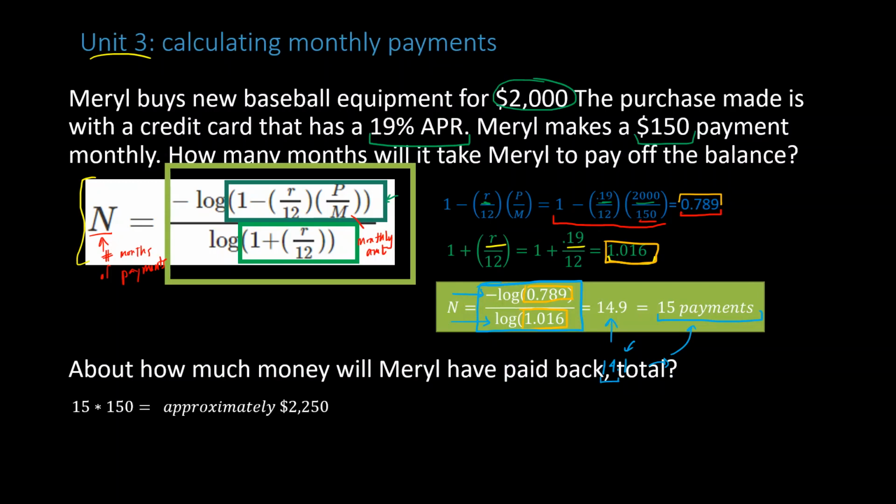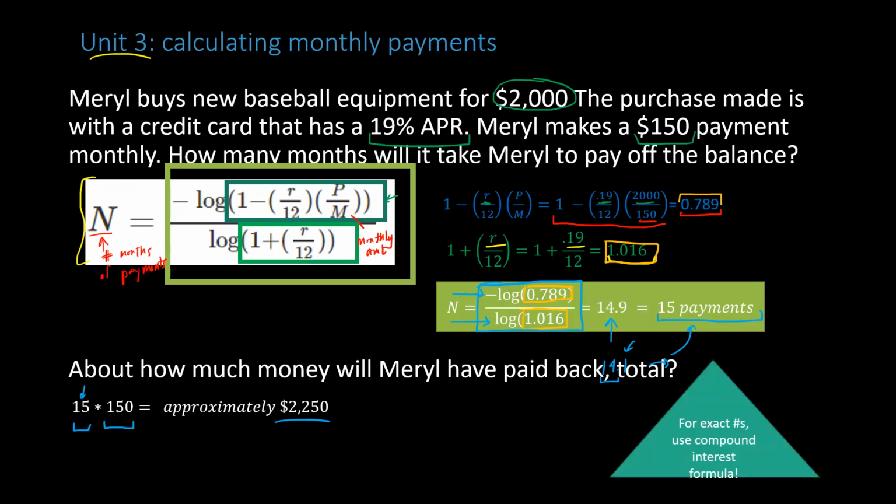So about how much will he pay back in total? Well, we could estimate this by taking his monthly payment amount times the number of months. But remember that on that 15th payment, he's going to pay back a little less. So approximately, he's at $2,250 total. Now, if we wanted to know the exact amount of money he was paying back, we would use the compound interest formula, but that's not an equation that I want you to spend a ton of time working on. So don't worry about that so much.